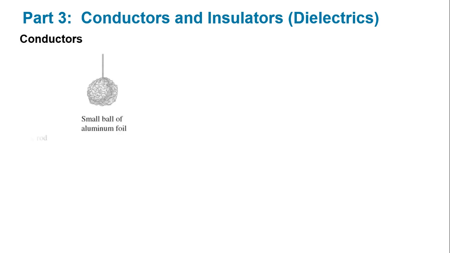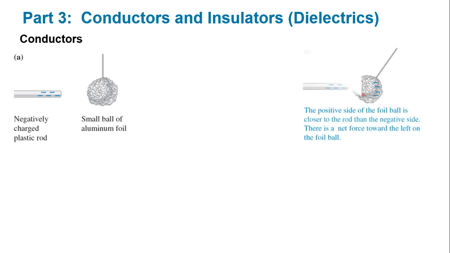All right, so conductors, here we go. Imagine we have a small ball of aluminum foil and we take a negatively charged rod to it. What would happen here? Well, the aluminum foil would obviously be attracted to it. The negative charges are going to push away, but those positive charges are going to be attracted to that surface.